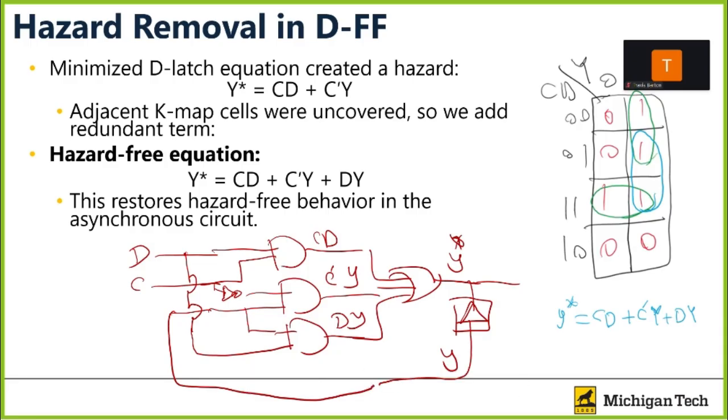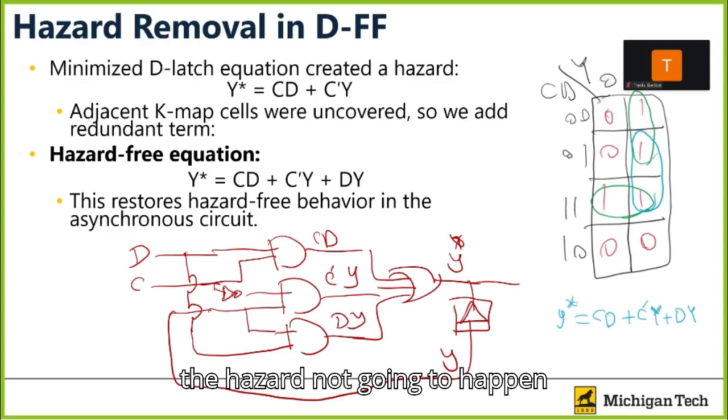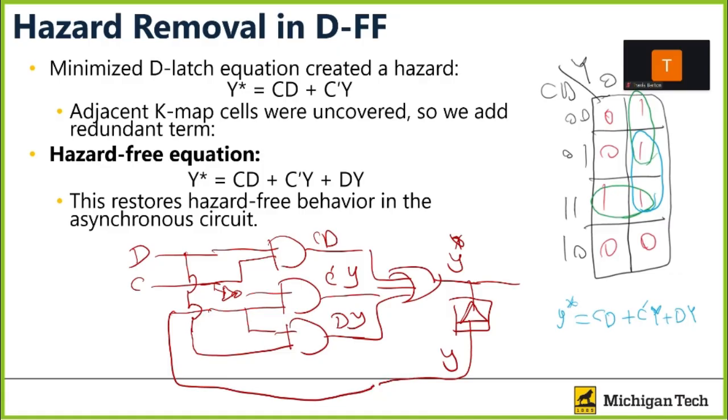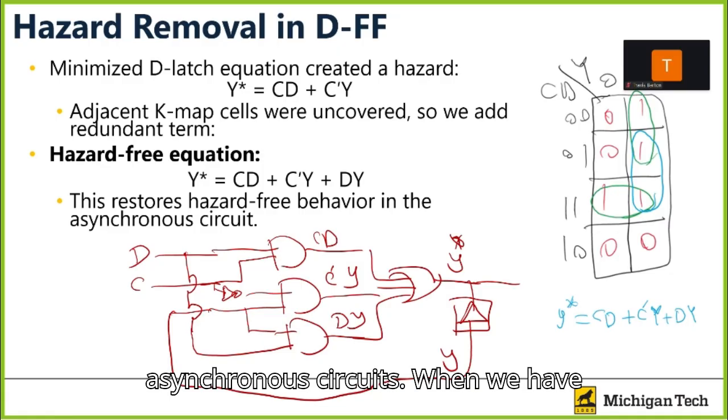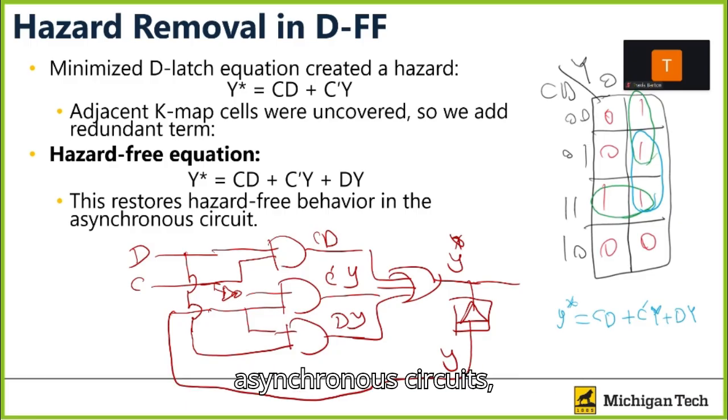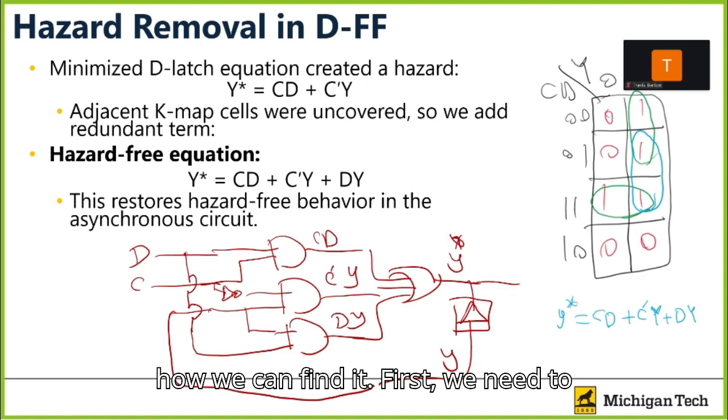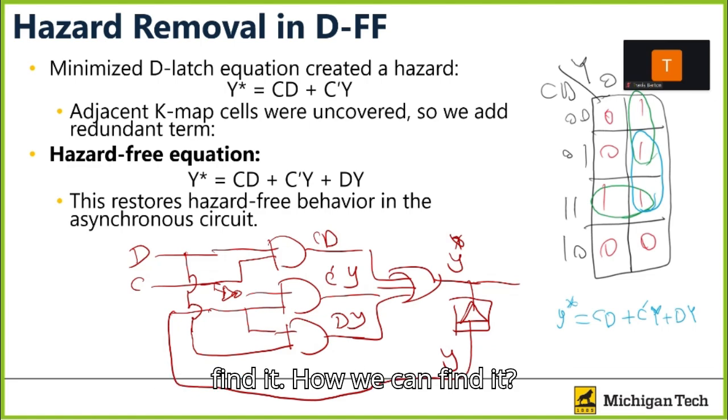So this D flip-flop is the hazard not going to happen in that, at least this static hazard. So this is the different design for asynchronous circuits. When we have asynchronous circuits, we always need circuits that tolerate hazards. So, this is how we can find it. First, we need to find it. How can we find it?